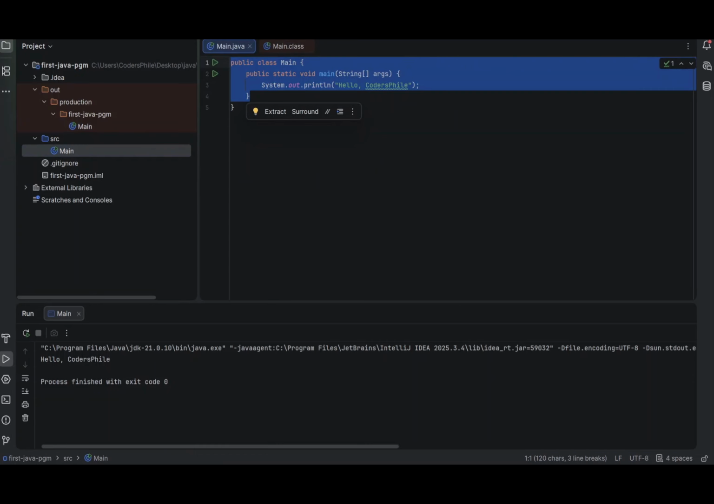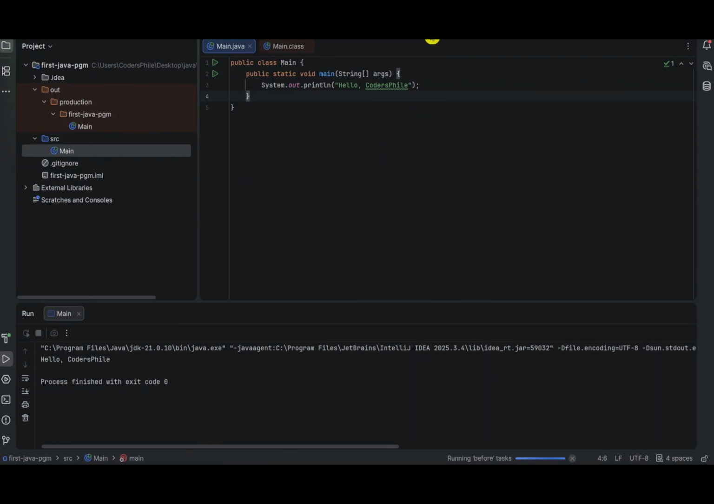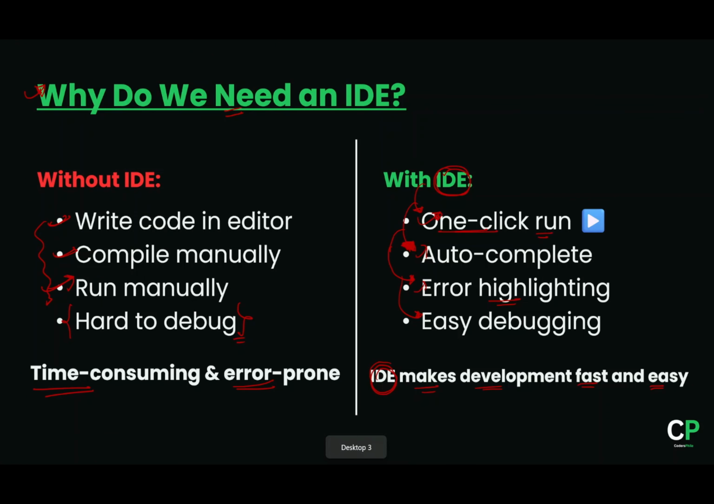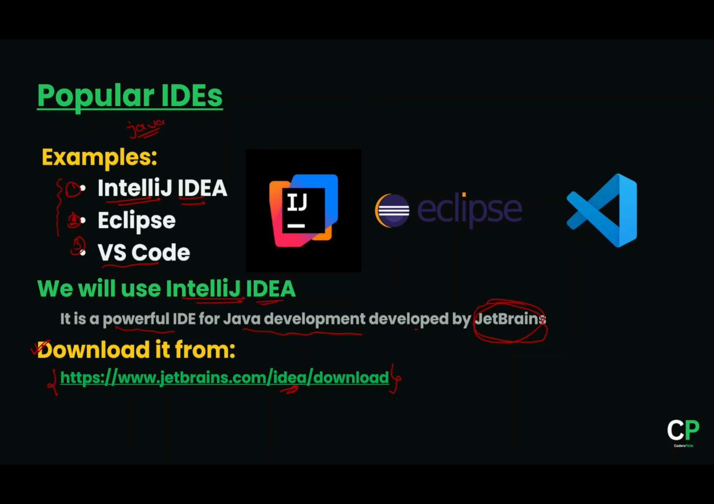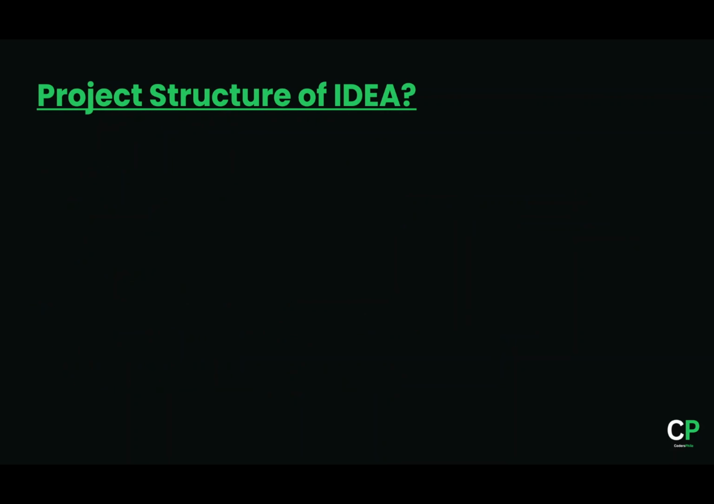So as you can see from here, the IDE makes our job very easy. With the help of one click we can run our code. We don't need to manually compile it and then run it. So this is the advantage of using the IDE, and so in the future videos we will be using the IDE only. So we have successfully installed the IDE and set it up, and we have also understood the project structure of the IDE. So this was it for today's video.